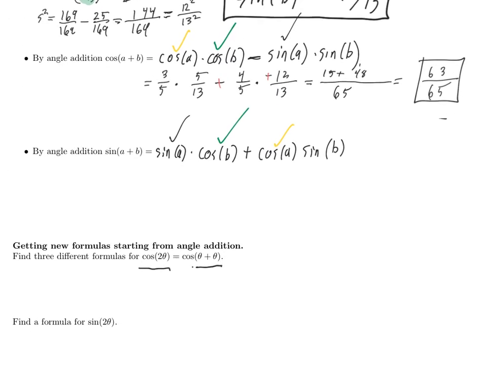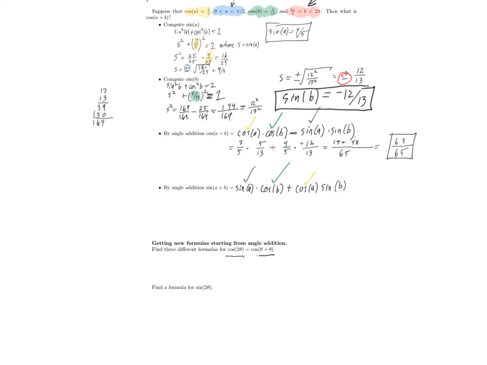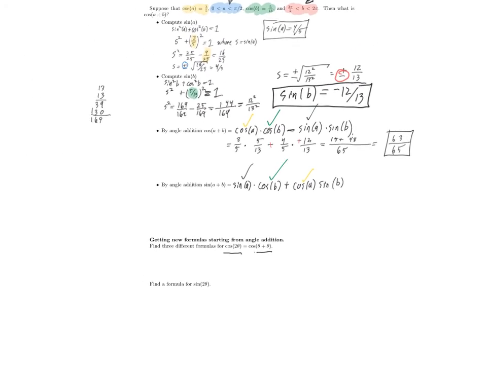Next, let's check sine of a plus b. So, zooming out so I can remember what all of the ingredients are. They are now on the page. Sine of a is 4/5 times the cosine of b, which is 5/13, plus the cosine of a is 3/5 times the sine of b is negative 12 over 13.